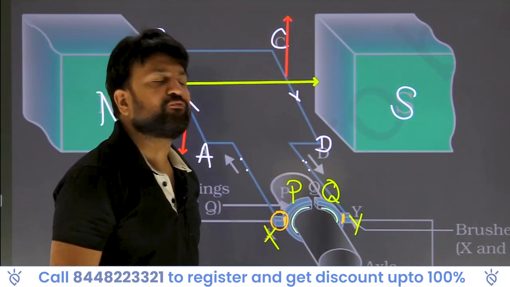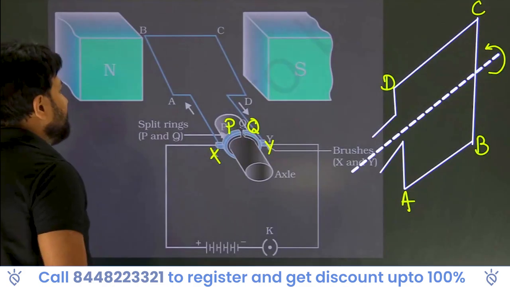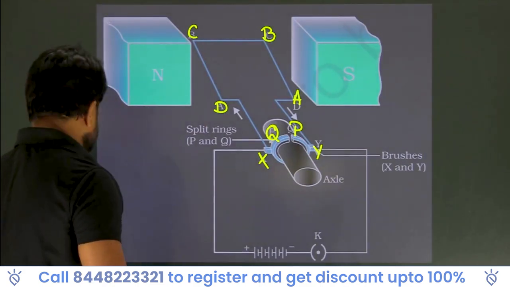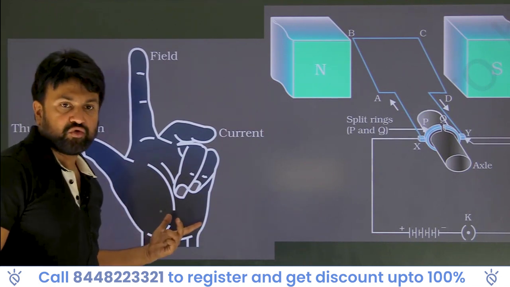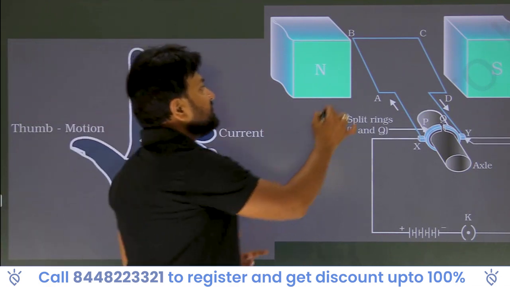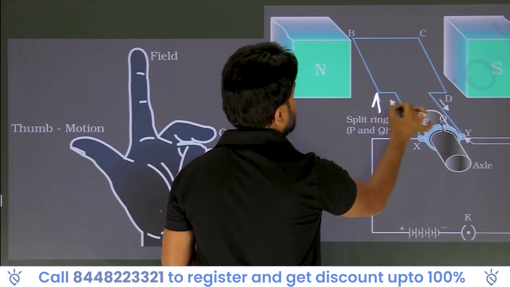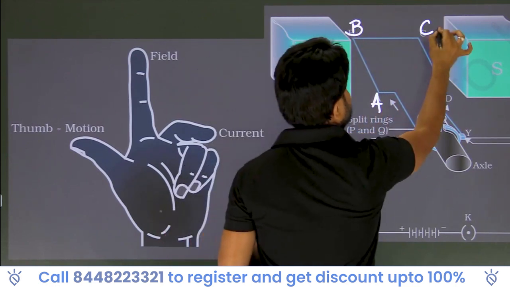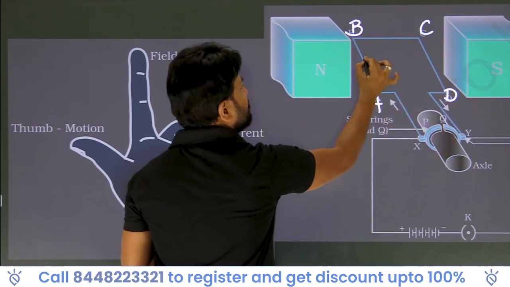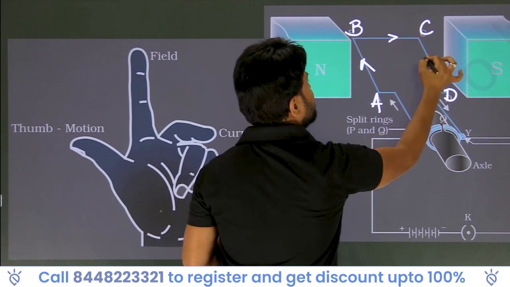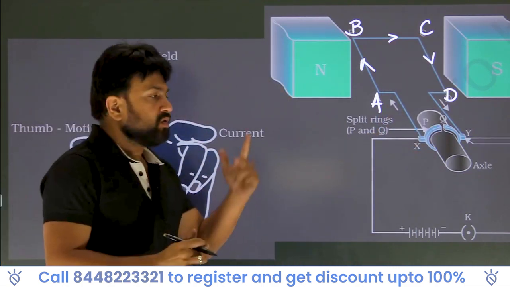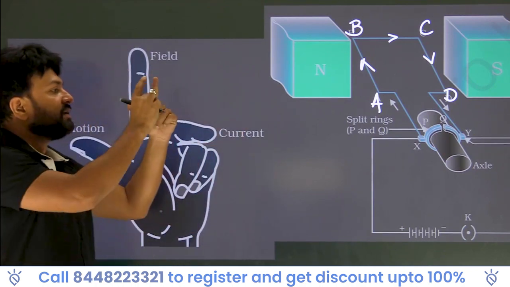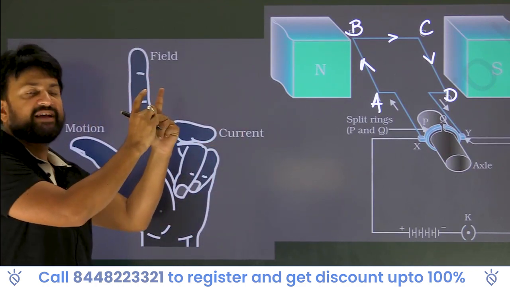Let me explain Fleming's left-hand rule. My dear, this is Fleming's left-hand rule. Suppose the current is flowing, this is A, this is B, this is C and this is D. The current is flowing in this direction. Now see, this is your left hand. The middle finger shows the direction of current.